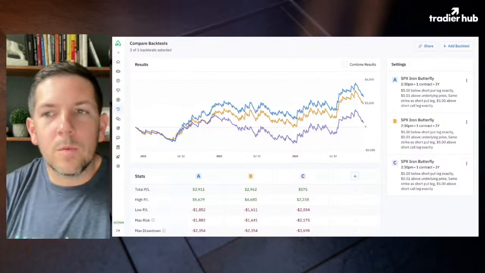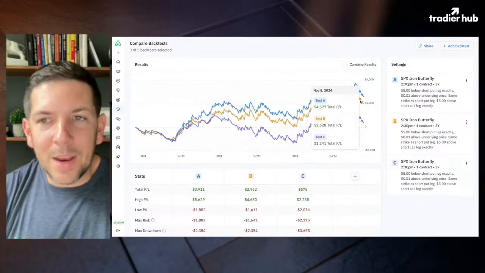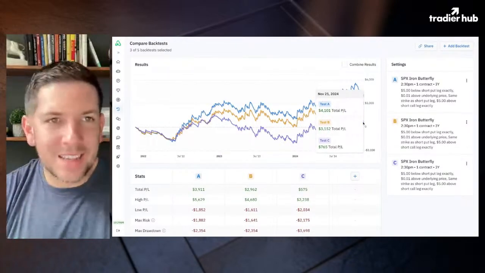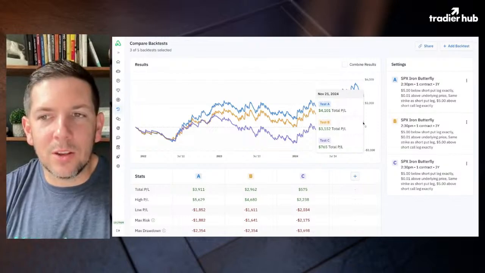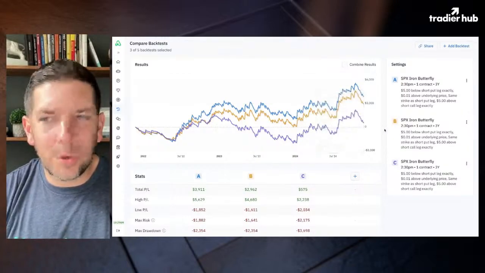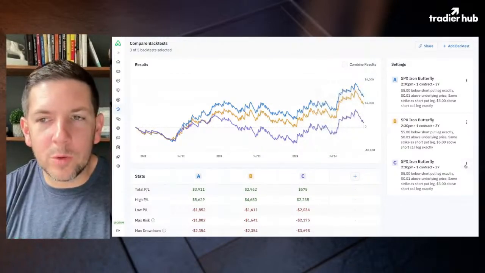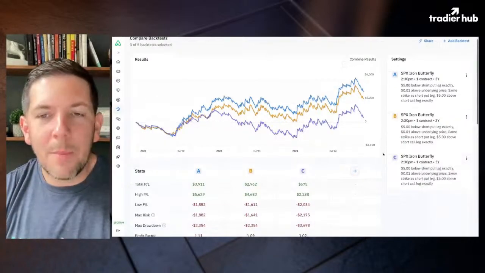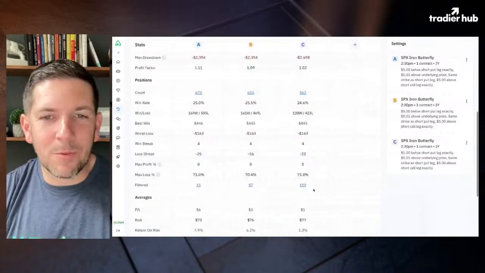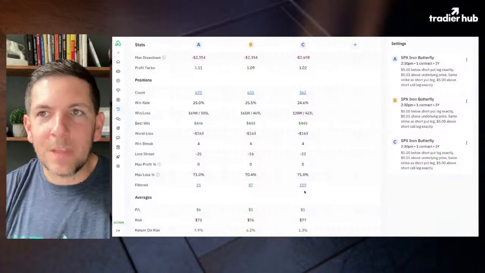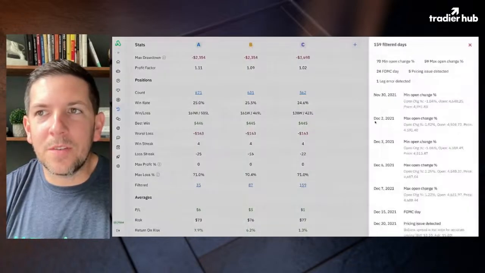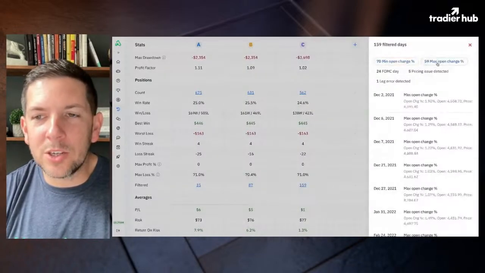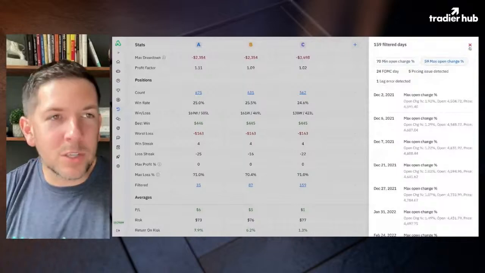Even though we saw that it did not improve performance, we know we can test stuff like this. So let's edit this just a little bit and see if we can improve performance. Maybe we were too restrictive. My assumption at this point is that we had about 159 days that were filtered out in aggregate: 70 days for minimum change, 59 days for maximum opening change. So it maybe was too restrictive.